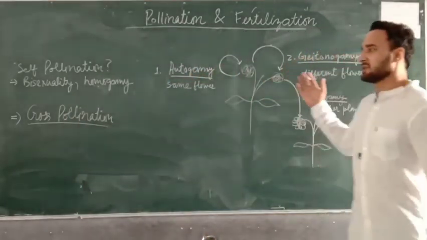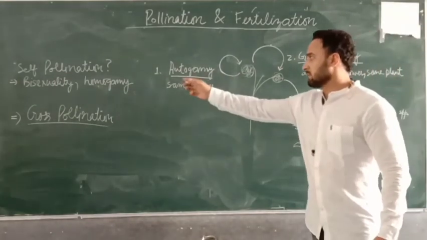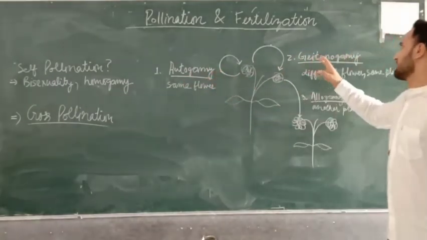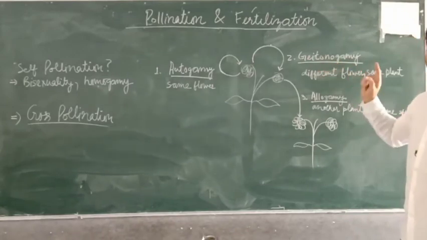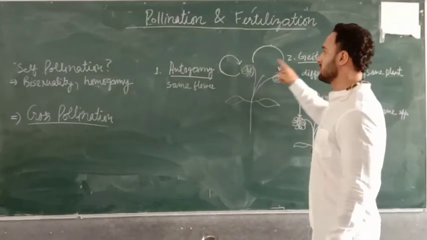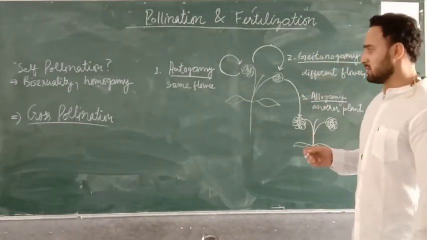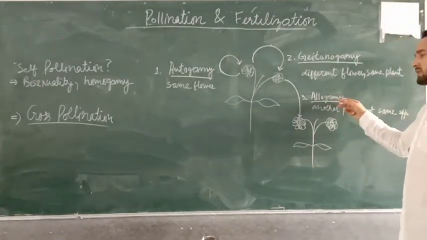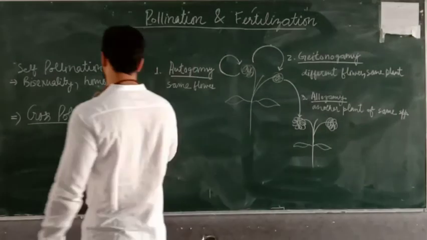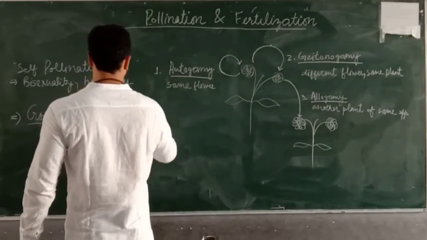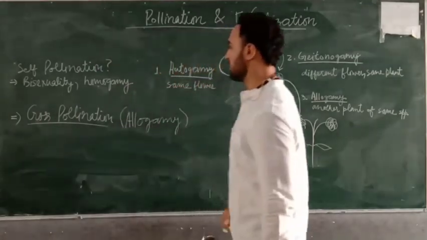This is a diagrammatic representation of the different kinds of pollination. Number one, autogamy, and number two, geitonogamy. These two are the types of self-pollination. And the third one, allogamy. I will write allogamy here. Allogamy is the kind of cross-pollination.